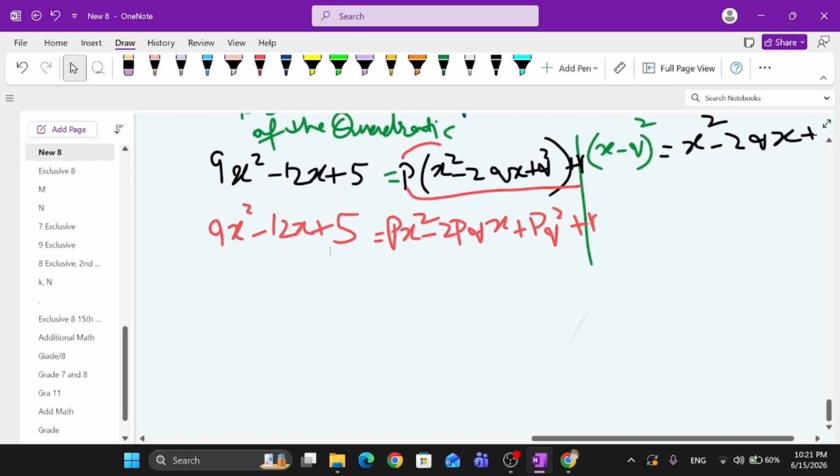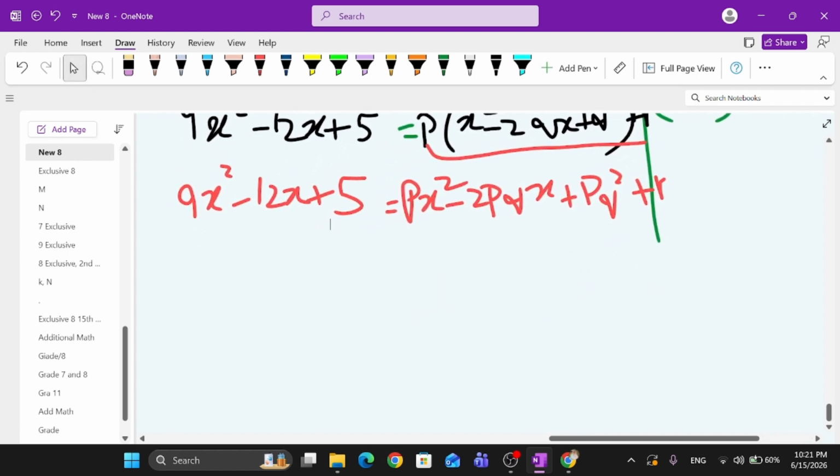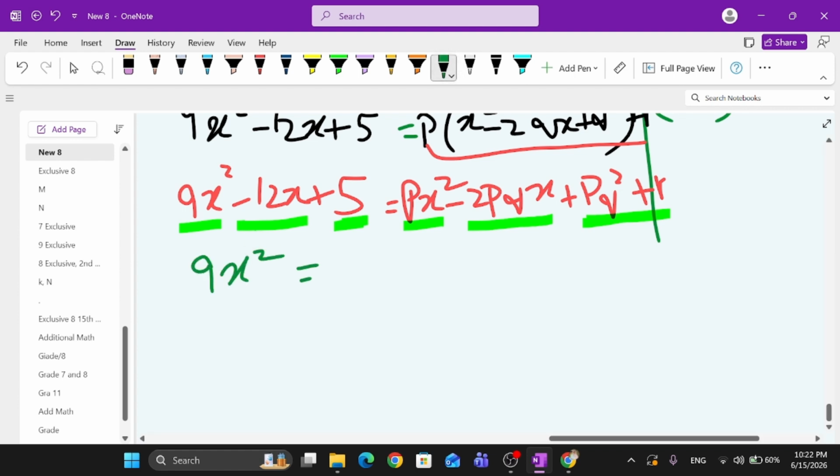Now, if we look closely, this is the x square term. On this side also we have the x square term. This is the x term. On this side negative 2pqx, and on this side we have negative 12x. So this is the x term. And this is the constant. On this side, in place of the constant, we have all this. Now we are going to compare both sides. If we talk about 9x square, on the other side we have px square. So we can cancel out x square on both sides. We can easily find out that the value of p is equal to 9.